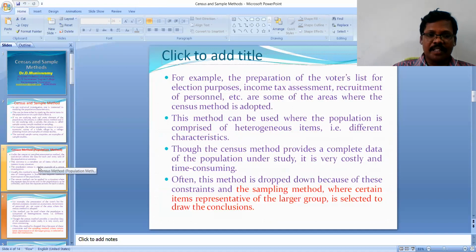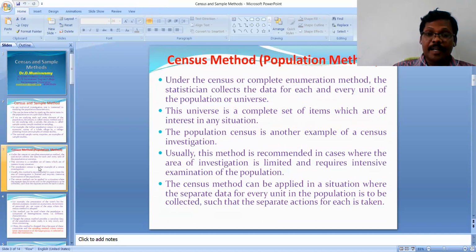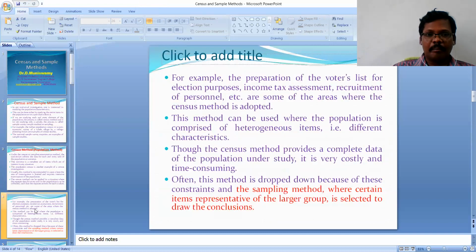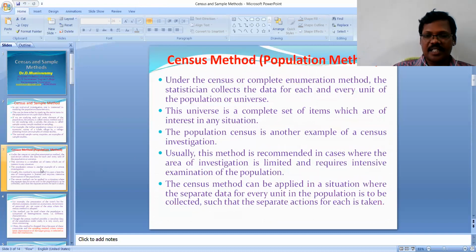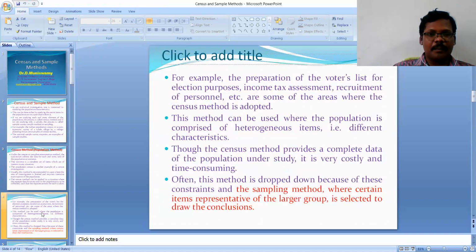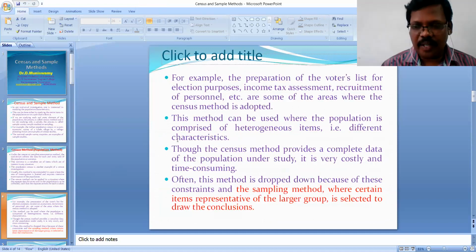Of course, the census method is also called the complete enumeration method. In this census method, we are taking the information from each and every one separately, if it is required. For example, the preparation of the voters list for election purposes. Here also we are going to take the information separately.